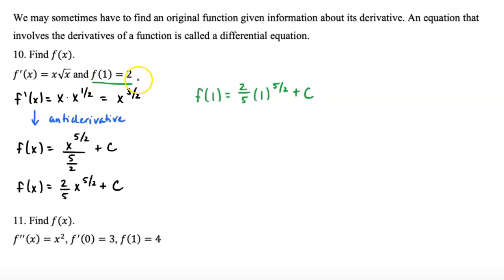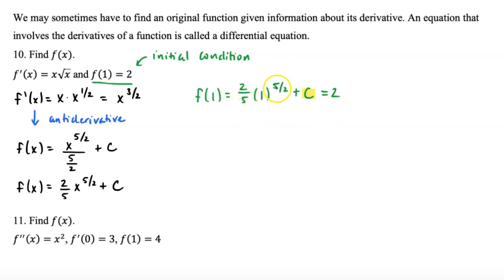And this is what's called my initial condition. My initial condition tells me that this is equal to 2. So this will allow me to solve for c. All right, so let's do that.